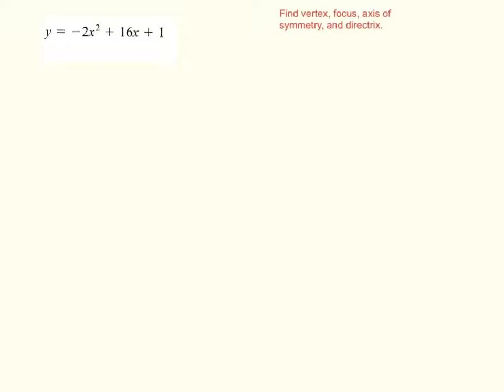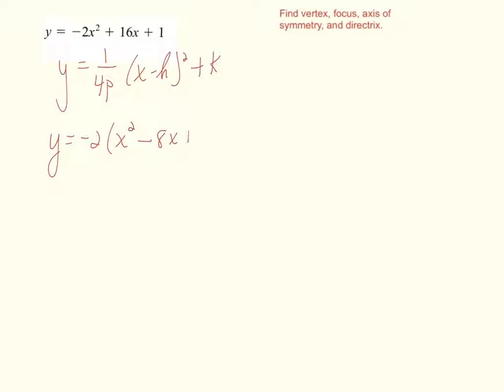On this problem, I also want to go ahead and write this equation as y equals 1 over 4p times x minus h squared plus k. So what do you think we're supposed to do right now? Well, one of the things that we can do is factor and then complete the square. So if you remember from when we were doing circles and ellipses, you can do y equals negative 2 times x squared minus 8x plus blank plus 1.